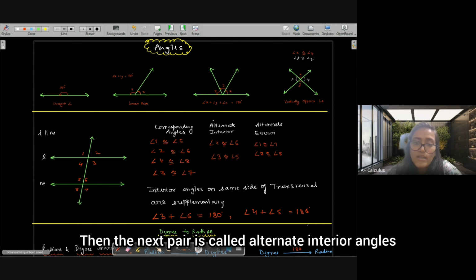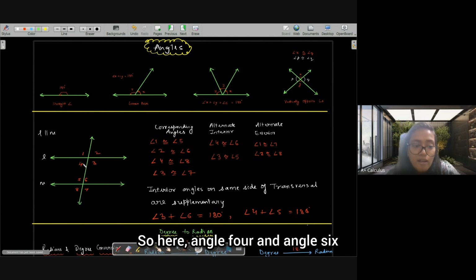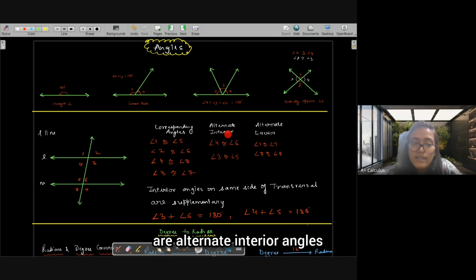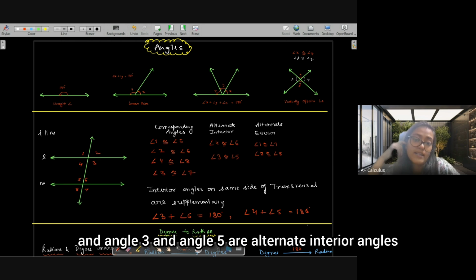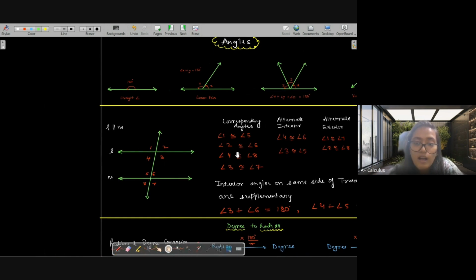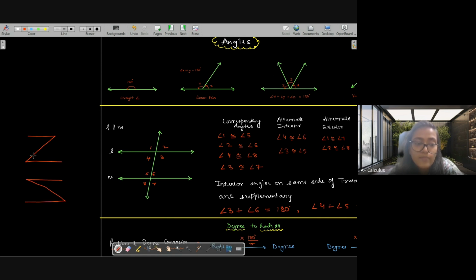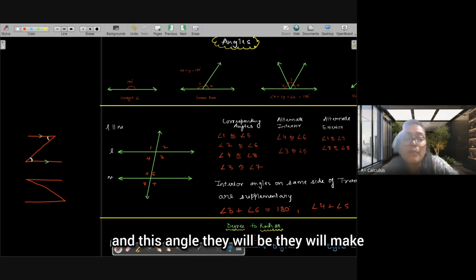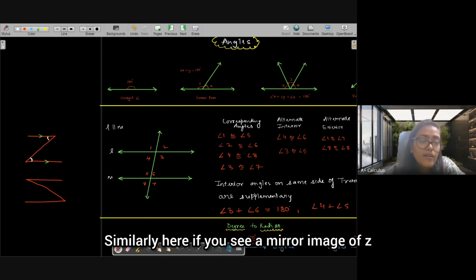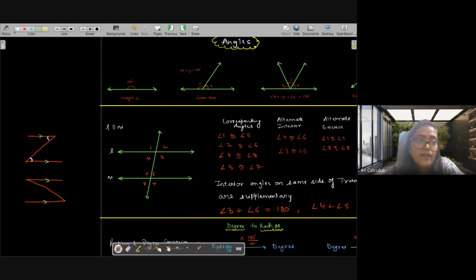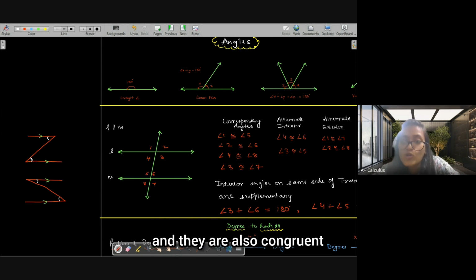Then the next pair is called alternate interior angles. Here, angle 4 and angle 6 are alternate interior angles, and angle 3 and angle 5 are alternate interior angles. How will you identify alternate interior angles? If you see a Z forming, a Z or a mirror image of Z, the English letter Z, and these two lines are parallel, then this angle and this angle make a pair of alternate interior angles. Similarly, if you see a mirror image of Z and this line is parallel to this line, this angle and this angle make a pair of alternate interior angles, and they are also congruent.